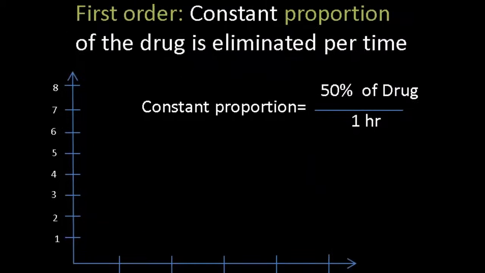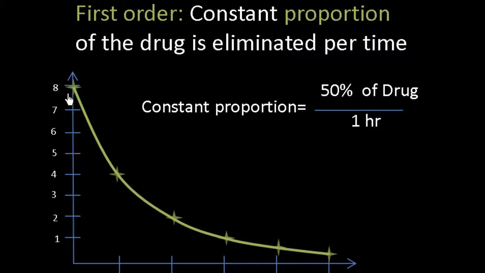Now let's plot these. I started at 8. After 1 hour, I should be around 4. After another hour, I should be around 2. After another hour, I should be around 1. And then I'll be at 0.5. And if I did one more, I would be at 0.25. There is no way this is going to be a linear graph. So let's draw this. What type of graph is this? This is an exponential graph.